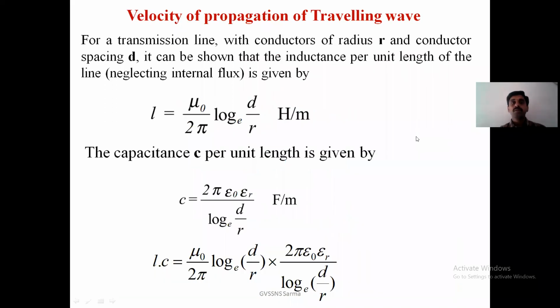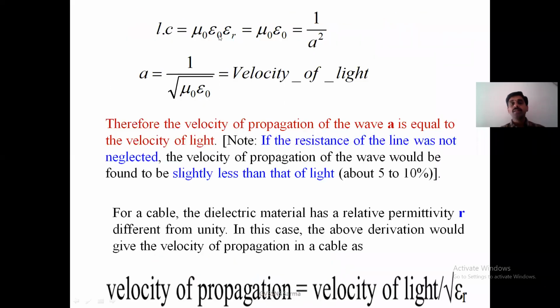You must know about this. Now, the velocity of the propagation of the traveling wave. If you take a transmission line with conductors of radius r and a conductor spacing d, it can be shown that the inductance per unit length of the line, L, is equal to mu naught by 2 pi log d by r henry per meter. You know the capacitance value also, 2 pi epsilon naught epsilon r by log d by r farads per meter. So from these you can write the product of the two. If you cancel the logarithmic values and the 2 pi, then LC becomes mu naught epsilon naught into epsilon r. For free space, this is 1.